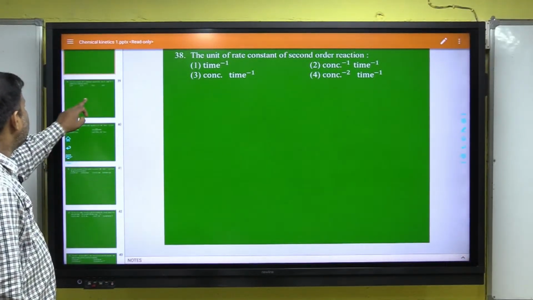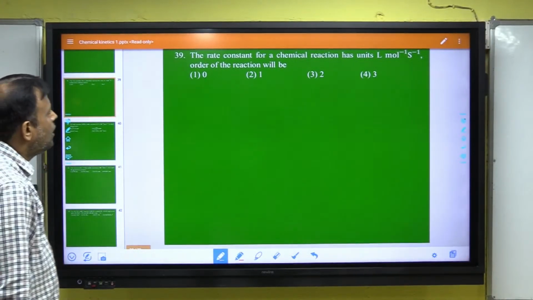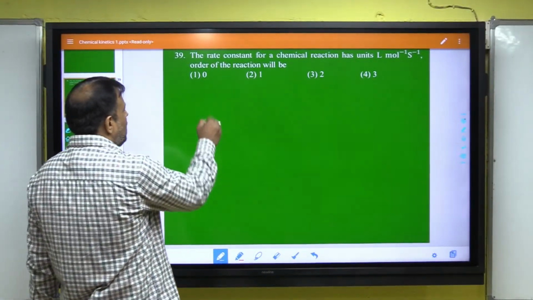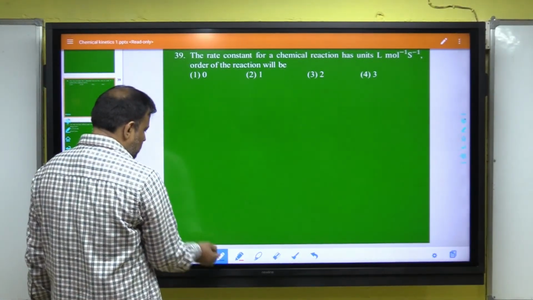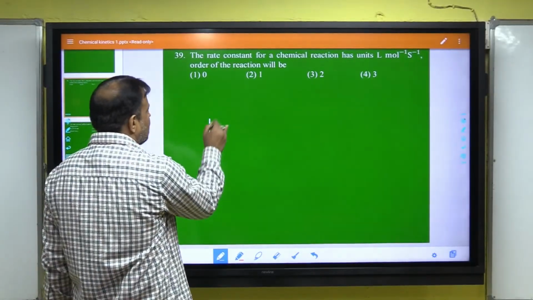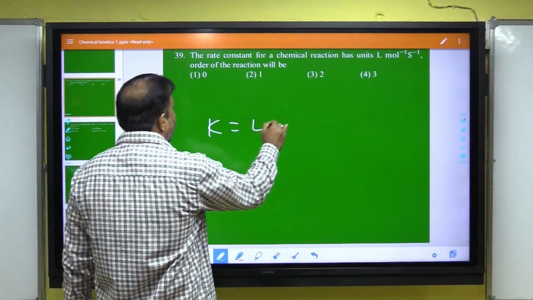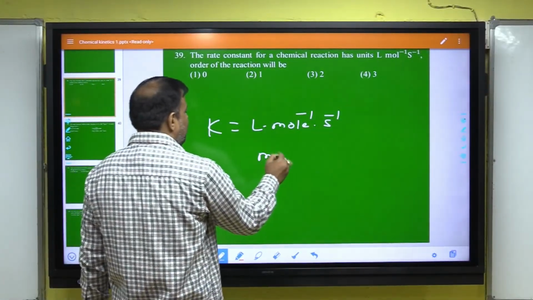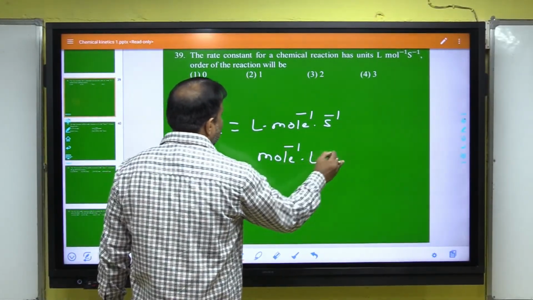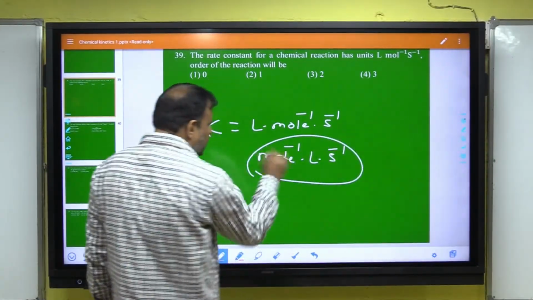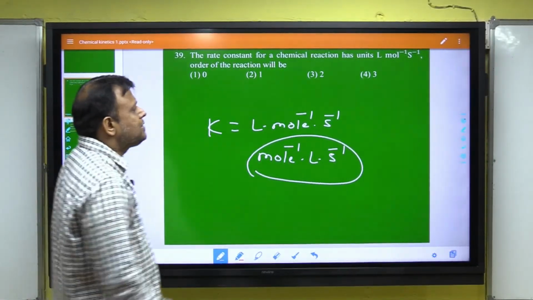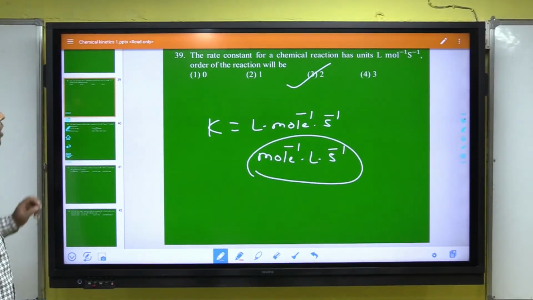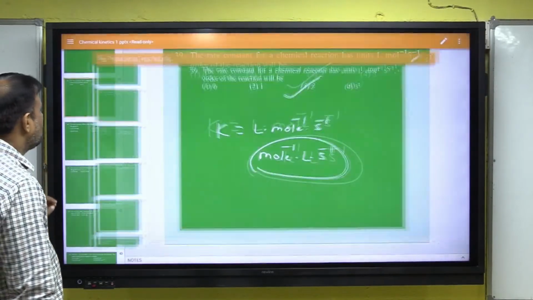Next, question number 39. The rate constant of a chemical reaction has unit. Listen, unit of K is given. K has unit liter per mole second inverse. That means it may be written as mole inverse liter into second inverse, and it is only for second order, and hence always answer second order. Clear?